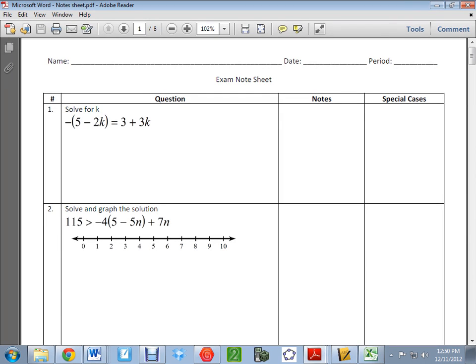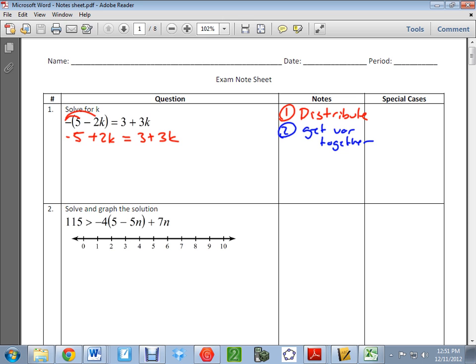What we're going to do is solve this equation. The first step for solving any type of equation is to distribute if you can. So you want to distribute first. Is there anything to distribute on this one? Yeah, the negative sign needs to get distributed. Negative times the 5 is negative 5. Negative times the negative 2k is positive 2k equals 3 plus 3k. Just bring everything down. The second thing is to get the variables together.